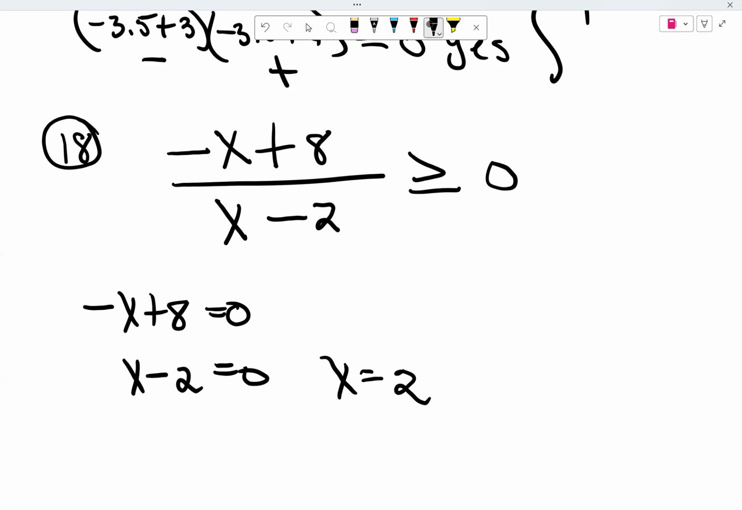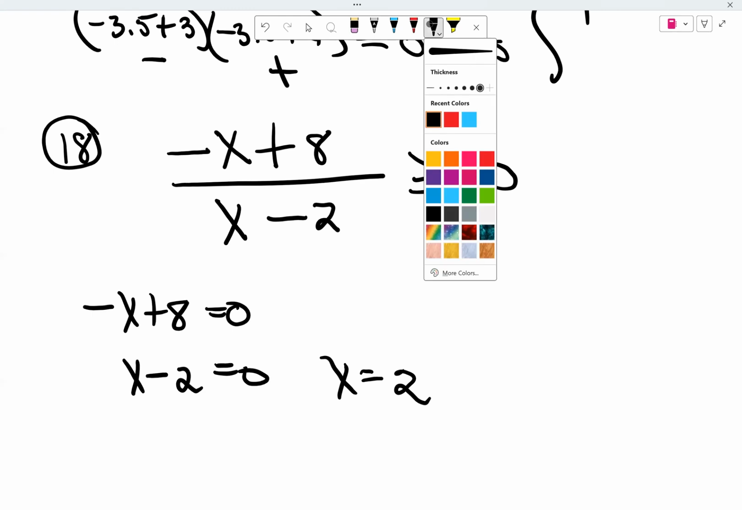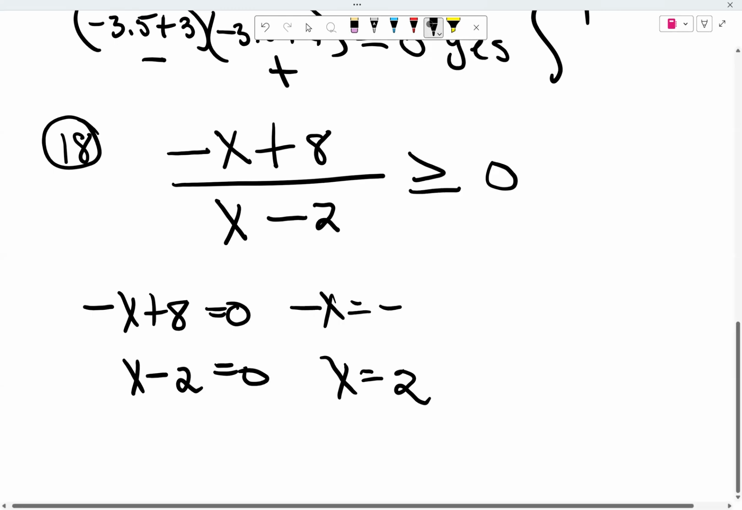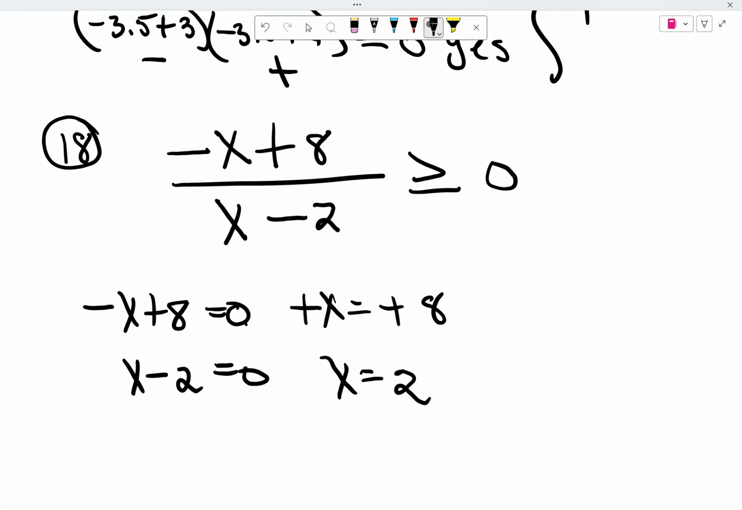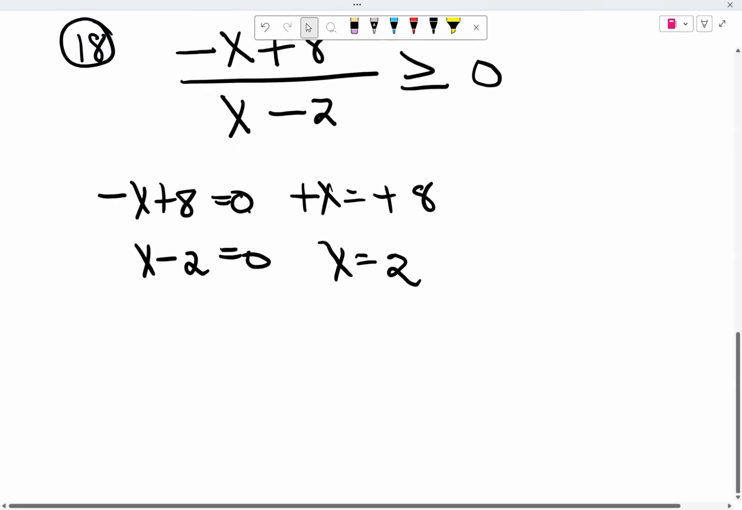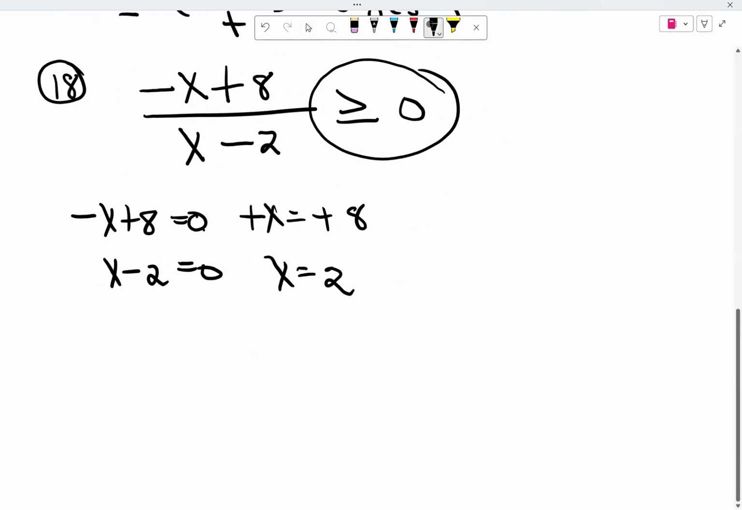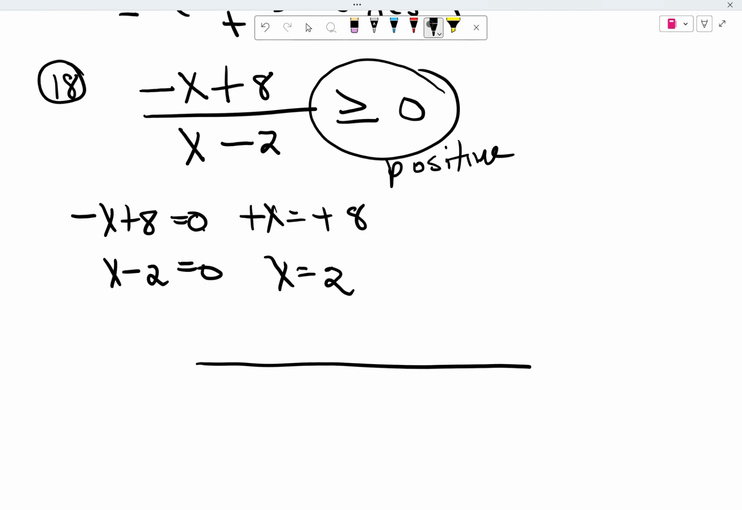On this one, I believe you get negative x is equal to negative 8, right? Because you subtracted 8 and you cancel the negatives. So x equals 8. So now we're looking for a positive answer. This is a positive that we want for the equation. So you draw your number line, negative infinity, positive infinity, you have cutoffs. You have a cutoff of 2. You have a cutoff of 8.